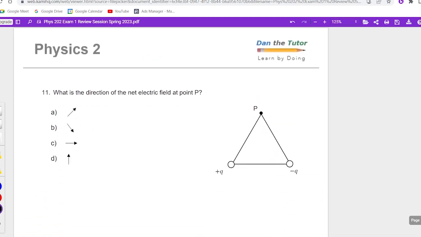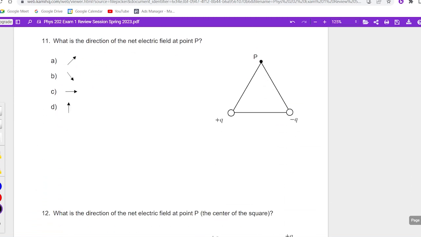On to number 11. Number 11, what is the direction of the net electric field at point P? This one's pretty simple. Again, we just consider the effect of each charge at point P. So for the positive charge, it's pointing away from the positive charge. For the negative charge, it's pointing towards the negative charge, just like that. And now I need to consider the net electric field. In other words, I have to add these two arrows together. If you remember how to add vectors, you add them tip to tail.